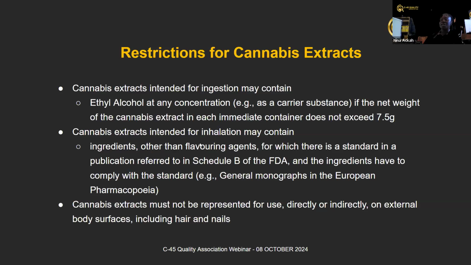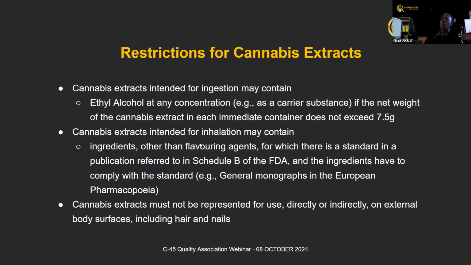Cannabis extracts intended for ingestion may contain ethyl alcohol at any concentration if the net weight of the cannabis extract in each immediate container does not exceed 7.5 grams. That's only if the extract is intended for ingestion. For inhalation, ingredients other than flavoring agents, for which there is a standard in a publication referred to in Schedule B of the FDA, must comply with the standard. That's where we find all our pharmacopoeia publications that we usually use for determining release criteria or specifications.